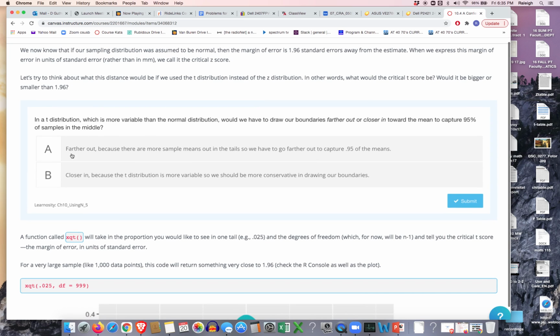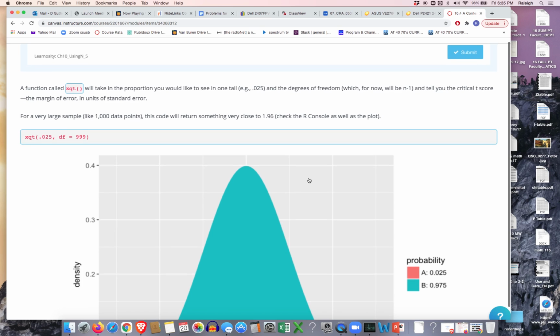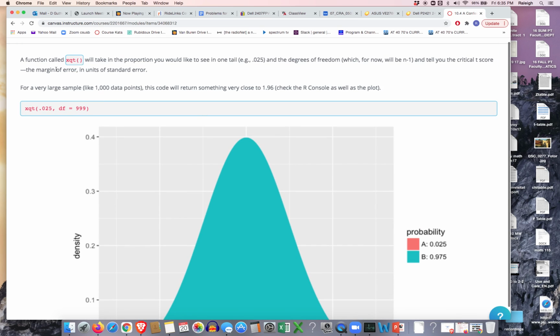And there we go, part A. And they're saying which one it would be. Would we have to draw boundaries further out or closer in? We just said further out, so yeah. And there's more sample means out in the tails. We have to go further out to capture 95%, 0.95 of the means. But closer in, that would be wrong. That's just wrong. I don't want to talk about that. Tired of false news here.